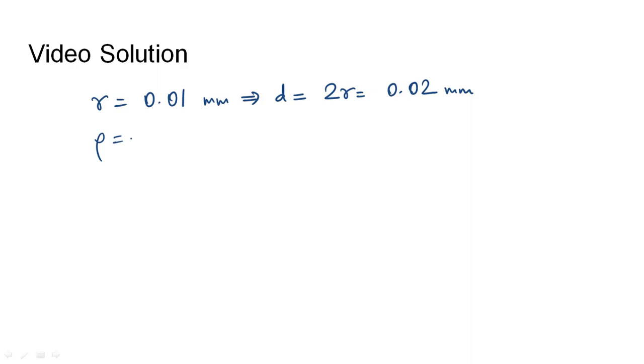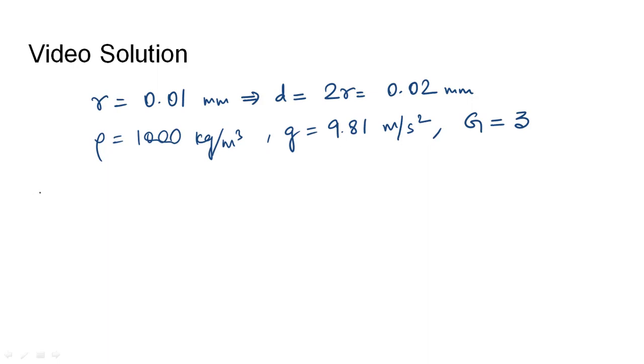In this case, we have been given the radius of the particle, that is 0.01 millimeter. Using this, we can find the diameter, that will be 2 times the radius, which is 0.02 millimeter. The density of the liquid is given as 1000 kilograms per meter cube, which is present in the tank. Small g, acceleration due to gravity, is given as 9.81 meter per second square, and the specific gravity of the particle is given as 3. The settling velocity is given by g d square by 18 times gamma into (G minus 1).